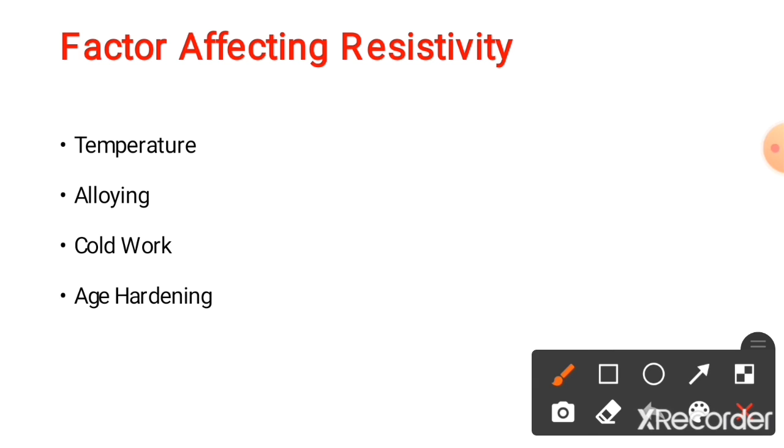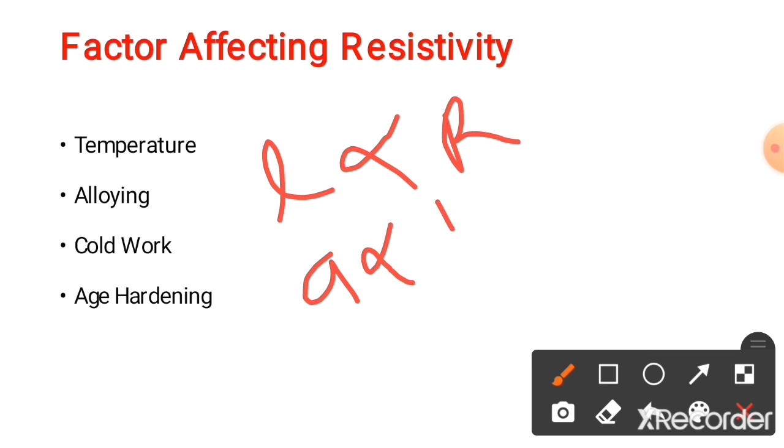First, temperature. Firstly, we know what is meant by resistance. Resistance is the opposition to the flow of current. There are 4 factors which are affecting resistance. First is the length. The length of the material is directly proportional to the resistance of the material. The cross-sectional area of a material is inversely proportional to the resistance of the material.